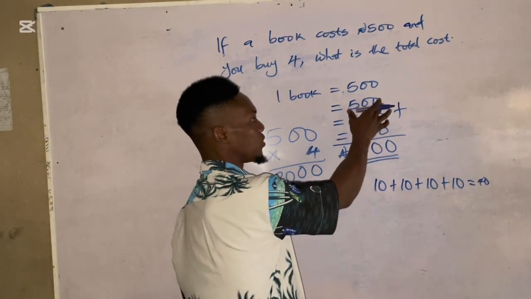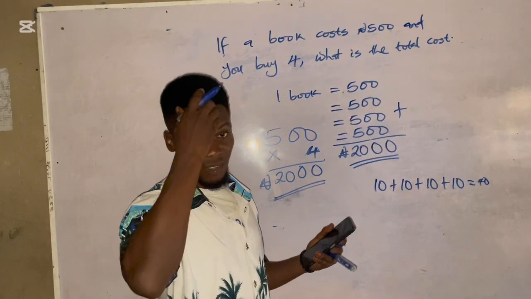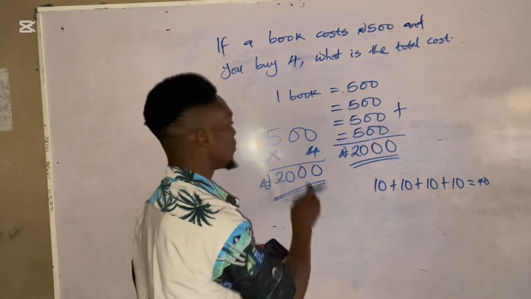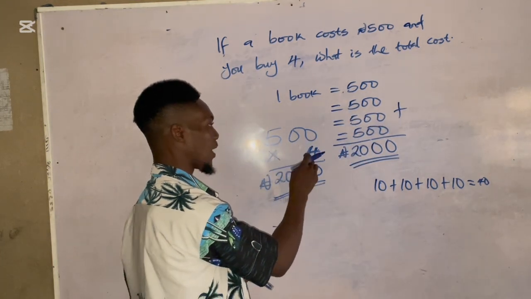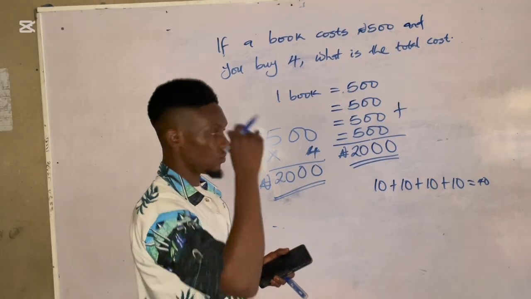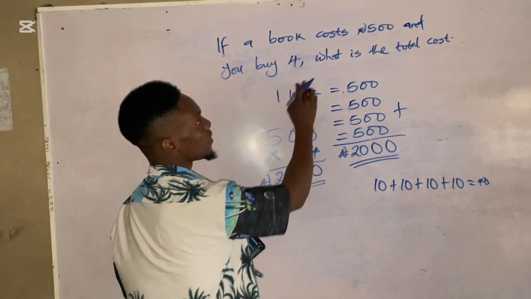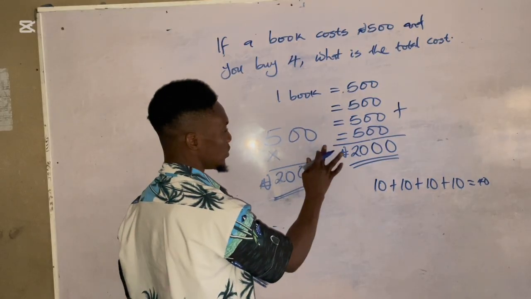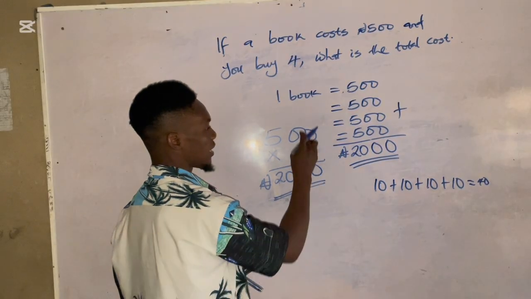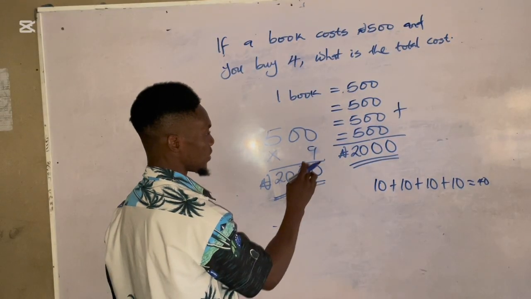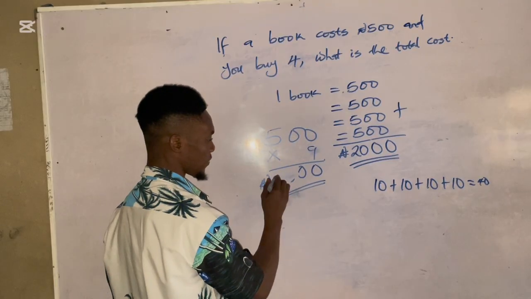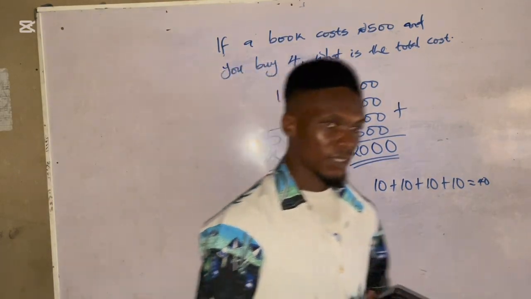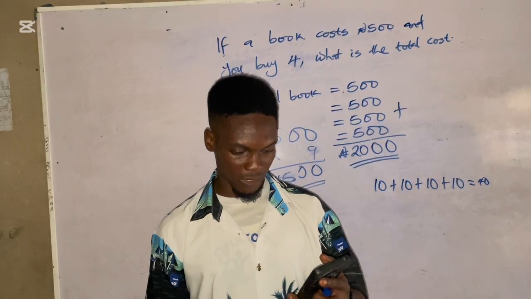If you want to explain, we use that method, but for the sake of the exam, instead of wasting time doing this, you just pick 500 for one and multiply by the number you are buying. If, assuming, they say you bought 9 of the books, you multiply by 9. 9 times 0 is 0, 9 times 0 is 0, and 9 times 5 is 45. You have 4,500. So this is the last question in the mathematics.